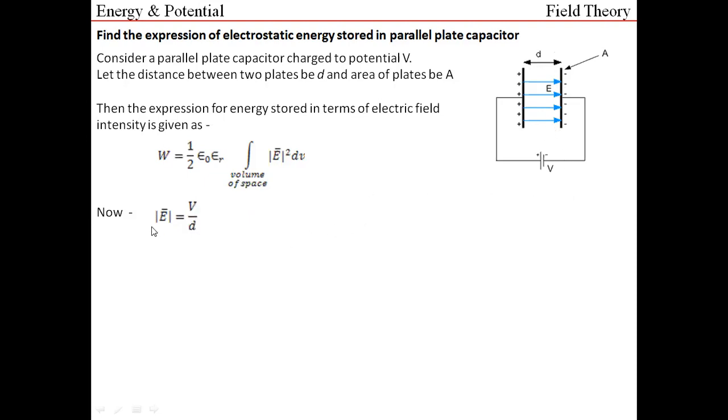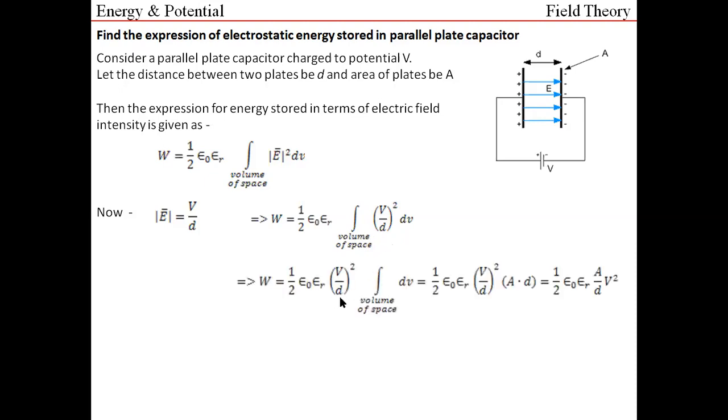Now, if I substitute this in the above expression, I would get W is equal to 1 by 2 epsilon 0 epsilon r, volume integral of (V by d) whole square dV. V by d whole square, being a constant, can be taken out. So I would have basically the integration of dV. By integration of dV, I am trying to find the volume of this space. Now what is the volume of this space? Because this is a parallel plate capacitor, the area of the plates is A, and the distance between them is d. So the volume would basically be equal to A times d.